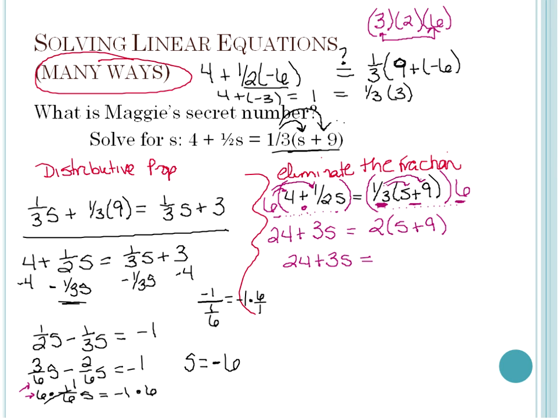So now I have 2 times s plus 2 times 9, or 18. And now I have this equation. It has no fractions in it, but I'm going to use the same strategy as I'm going to isolate my variable, or I'm going to combine like terms. So I'm going to subtract 2s from both sides. And I'm going to subtract 24 from both sides. And now I have s is equal to, let's see, 2s minus 2s cancels to make 0. So 18 minus 24 is indeed a -6.